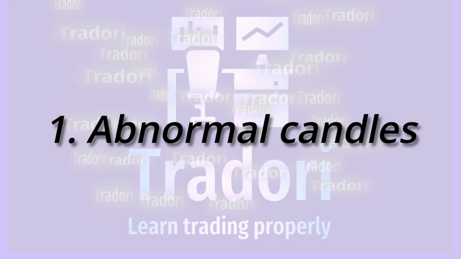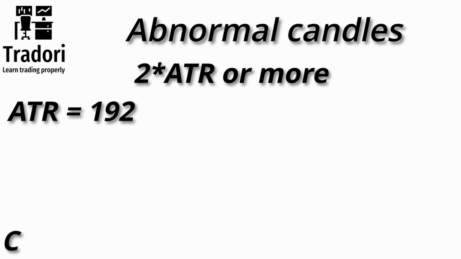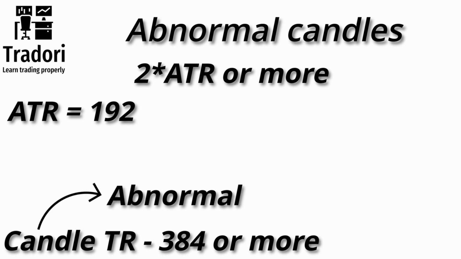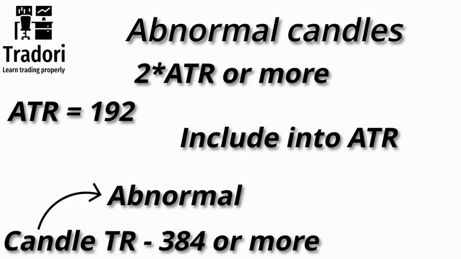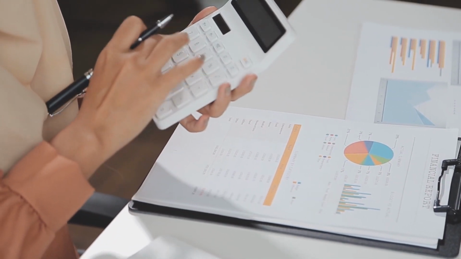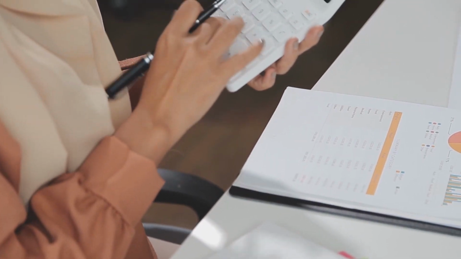First one, abnormal candles. Candles whose size is approximately 2 times the size of ATR or more. For example, if our ATR is 192, candles with a range of 384 or above would be considered abnormal and shouldn't be included in ATR calculations. The indicator on the chart includes these candles in the calculation. Therefore, you have to calculate ATR on your own.